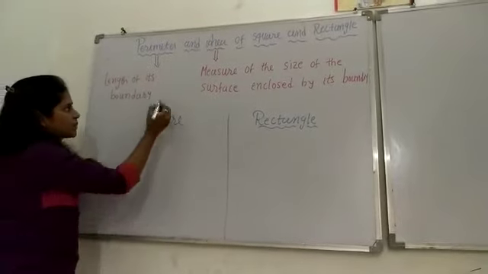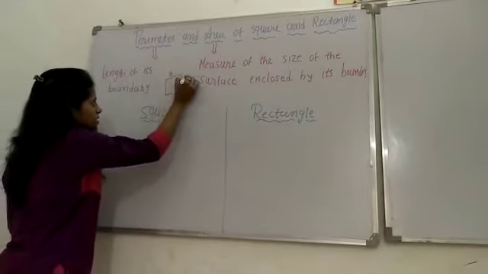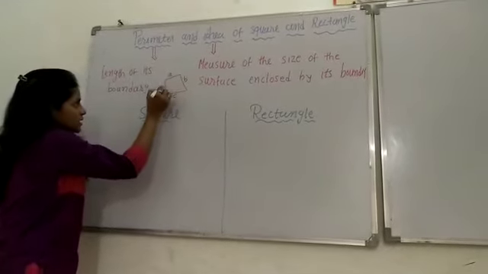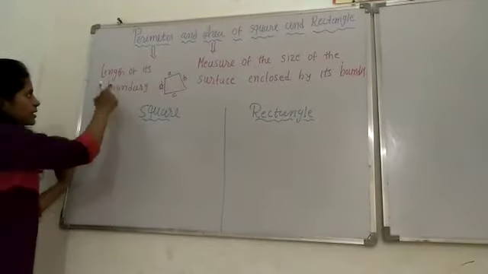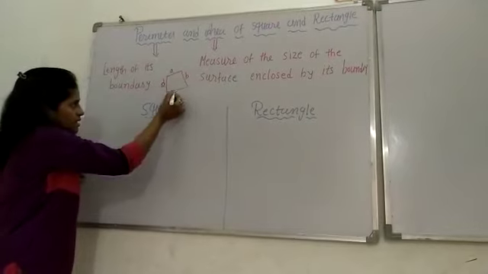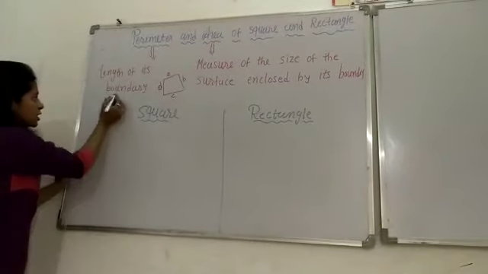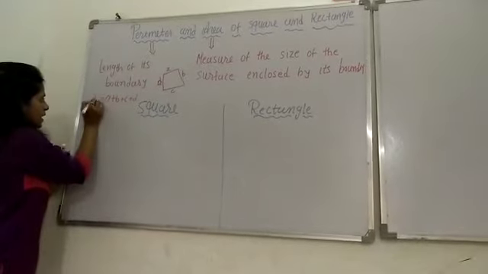We take one example. Suppose this is your figure. So this is A, this is B, this is C and this is D. So what is its perimeter? Perimeter means the length of its boundary. So this length is A, this length is B, this length is C and this length is D. So A plus B plus C plus D becomes its perimeter.